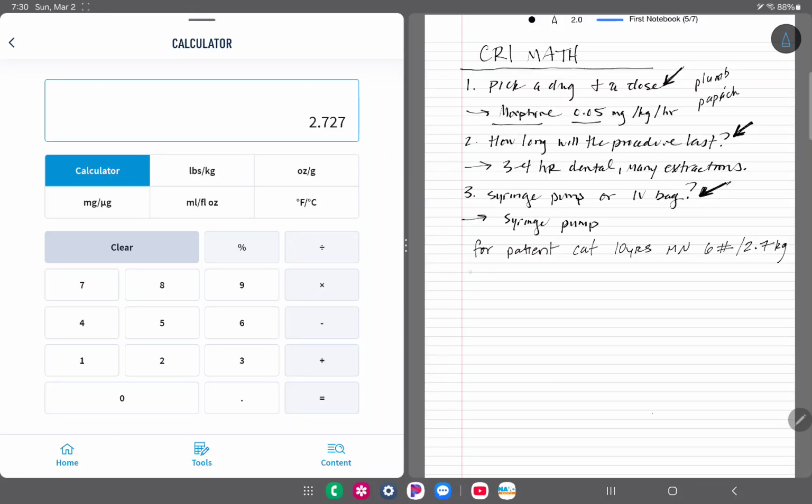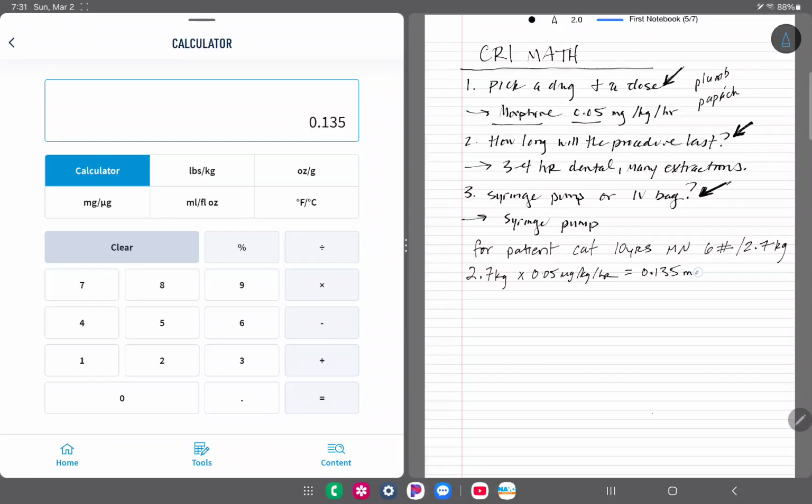So if I'm going to figure out what drug I want, I take my 2.7 kgs times that dose of morphine that I looked up in my formulary, which is 0.05 mg per kg per hour. And I go back to my calculator, 2.7 times 0.05 mg per kg per hour, and I'm going to get 0.135.